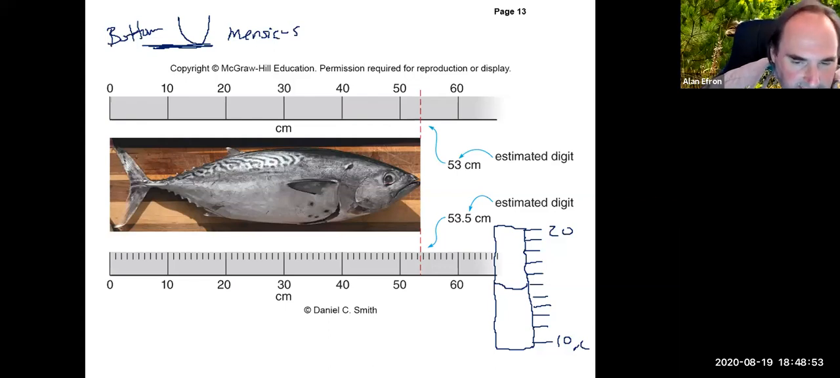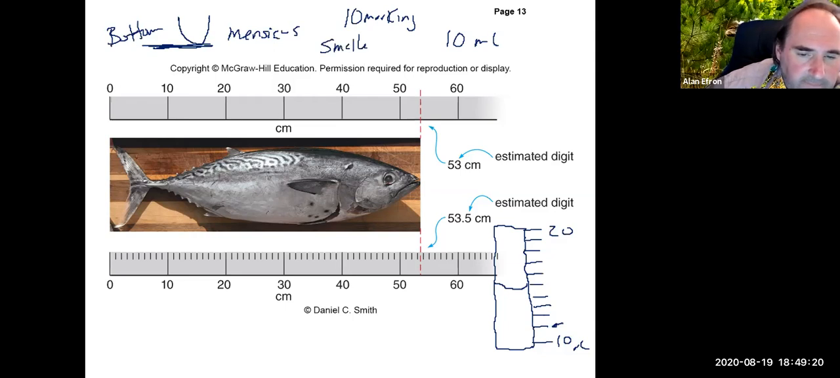Now, when we look at this scale, this is 10 and this is 20. Starting to count right here, that is 1, 2, 3, 4, 5, 6, 7, 8, 9, 10 markings between 10 and 20, which is actually 10 milliliters. That means in this particular case, each of the smallest markings is 1 milliliter. So this guy would be 11, this guy would be 12, 13, 14, 15, 16, 17, 18, 19 there at the top.